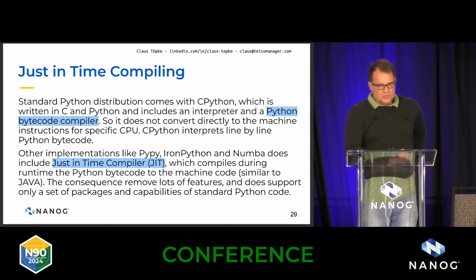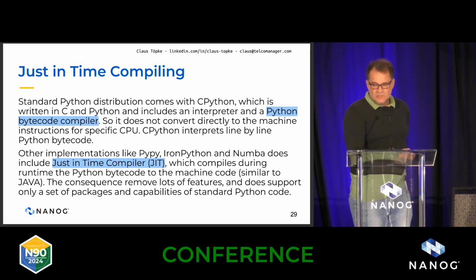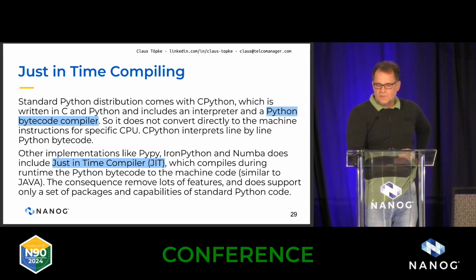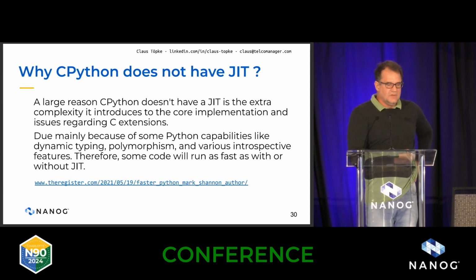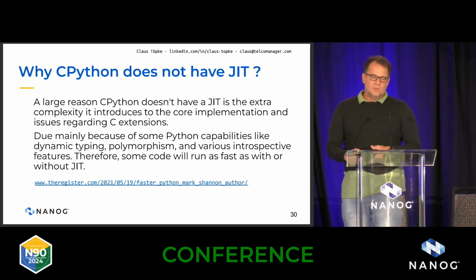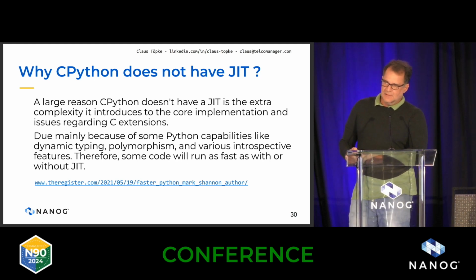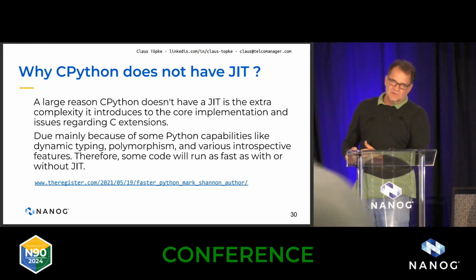The CPython distribution does not have just-in-time compiling, which is a thing that makes Python really slow. PyPy is the other implementation that does have a just-in-time compiler like Java, and it makes it much faster. But the problem is that Python's concepts like polymorphism, dynamic typing, and other introspective features would not allow it to work properly in a just-in-time compiler. It makes probably the same speed or even worse.